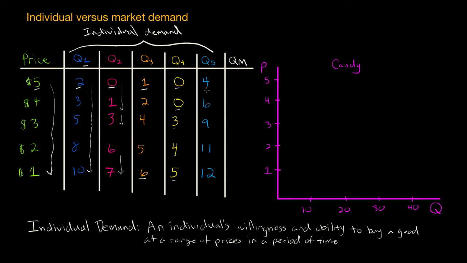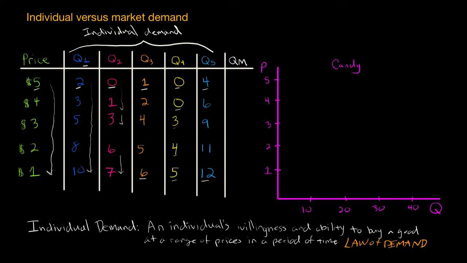Finally, individual 5 is our biggest demander here. Individual 5 demands 4 pieces at a price of $5, up to 12 pieces at a price of $1. For every consumer represented in this table, the law of demand can be seen at play. At higher prices, smaller quantities are demanded, but at lower prices, higher quantities are demanded.